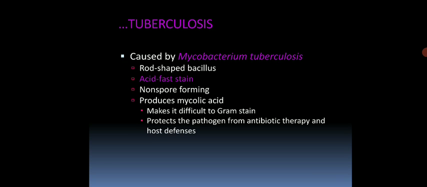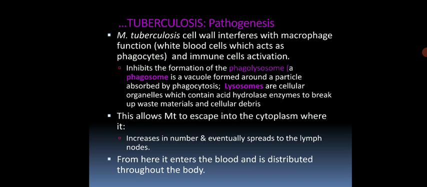It is caused by Mycobacterium tuberculosis. It is again an actinomycete, and it is a rod-shaped bacillus. It has acid fastness, is non-spore forming, and produces mycolic acid. This is the main property. It is a waxy material, and this waxy material resists various drugs, meaning their action, makes it difficult for gram staining, and protects the pathogen from antibiotic therapy as well as host defenses.